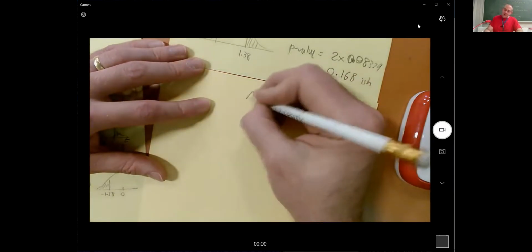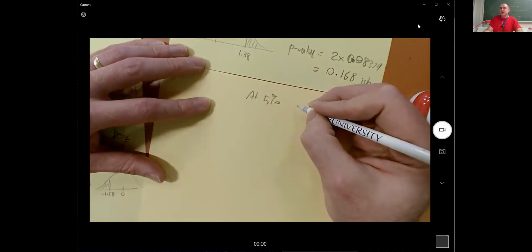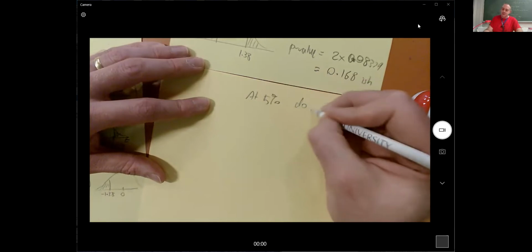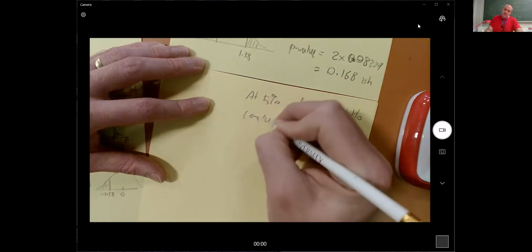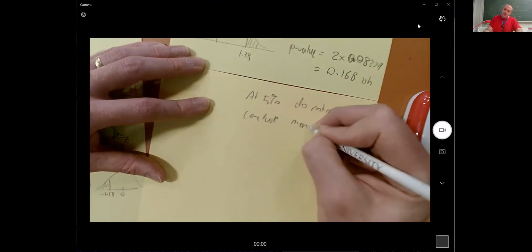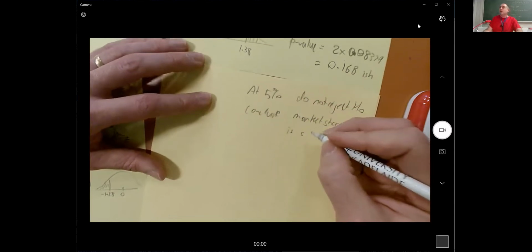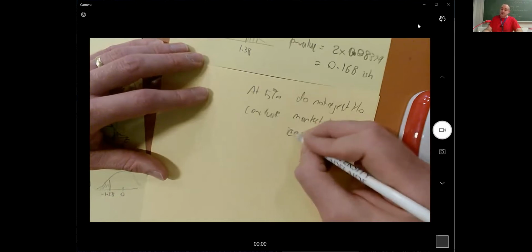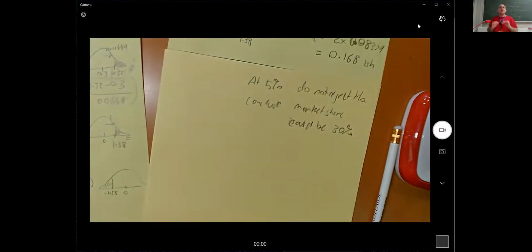So at the 5% level, does your lecturer use the word retain or just do not reject? Okay, do not reject H0 and conclude the market share could be 30% still. You should never be hard and fast. You don't conclude it is 30%. You conclude it could be. Yeah, there is no evidence to suggest that it's not 30%.